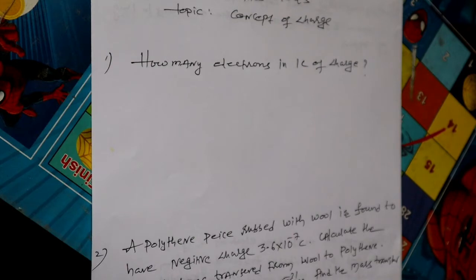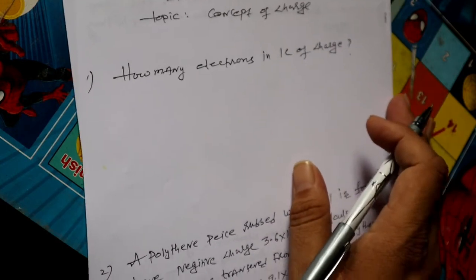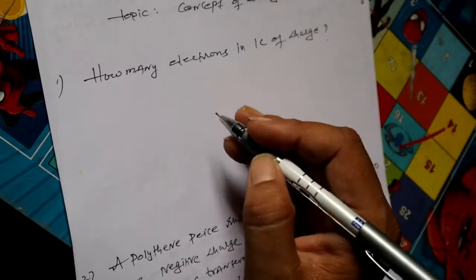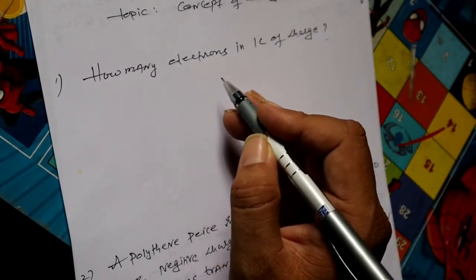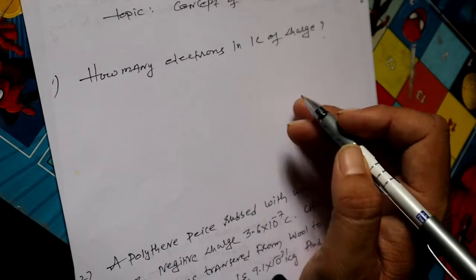Hello students, now we are going to discuss some MCQs in electrostatics based on the concept of charge. First problem. Here the question is, how many electrons are in 1 coulomb of charge?